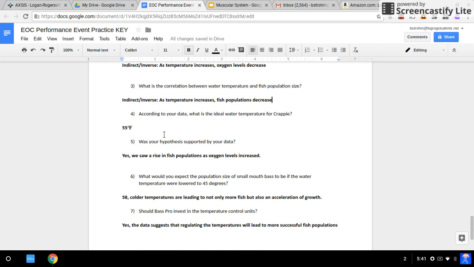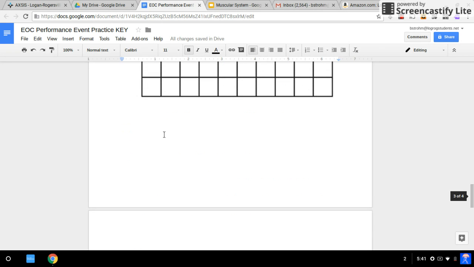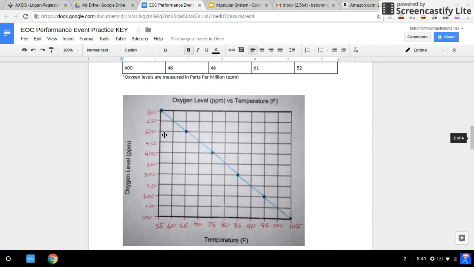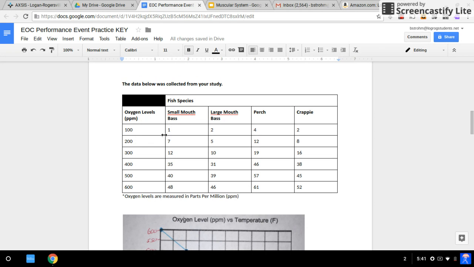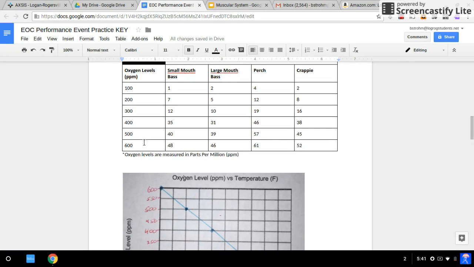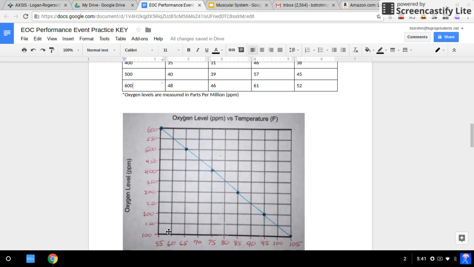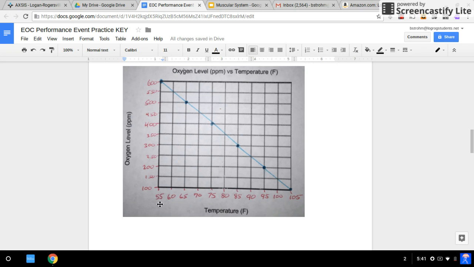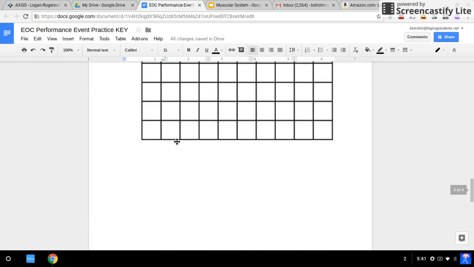Number 4 says, according to your data, what's the ideal temperature for the crappie? And here you would just want to look at where you get the highest population size. And that is going to be when there is 600 parts per million of oxygen in the water. And then you would just want to cross-reference where that happens. That happens at 600 parts per million, happens at 55 degrees Fahrenheit, according to the data. So the answer there would be 55 degrees.